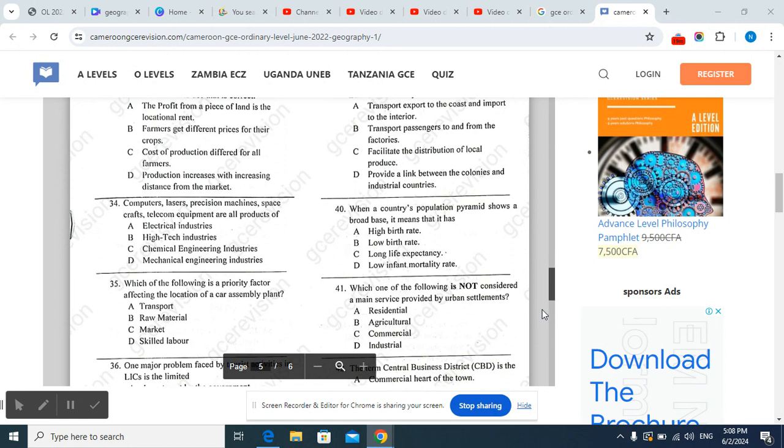Question 35. Which of the following is a priority factor affecting the location of a car assembly plant? The answer is C.